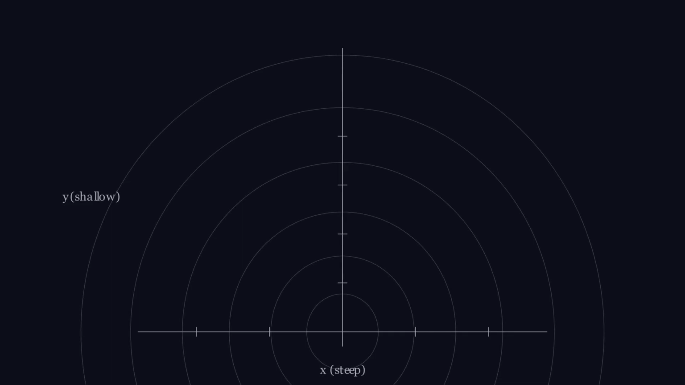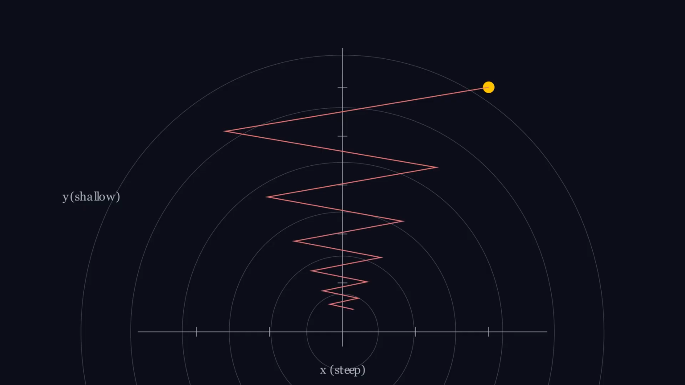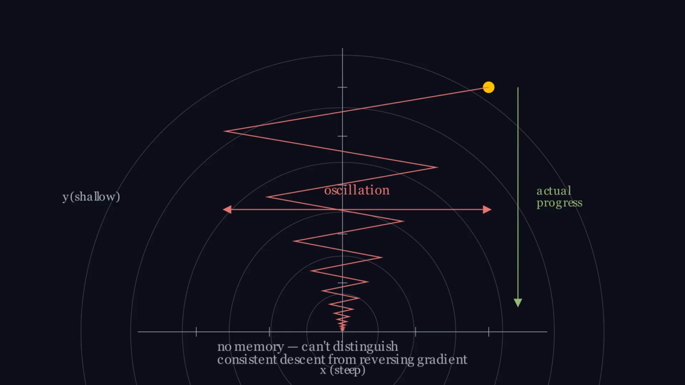Momentum. Recall Vanilla SGD on a ravine, a landscape steep in one direction and shallow in another. Each step, SGD bounces across the steep walls while barely moving along the shallow floor. The gradient is large where progress should be small, and small where progress should be large. Most of the work goes into oscillation, not descent. SGD has no memory. It can't tell a consistent descent direction from a gradient that keeps reversing. Momentum solves exactly this by giving the optimizer a memory of where it has been.